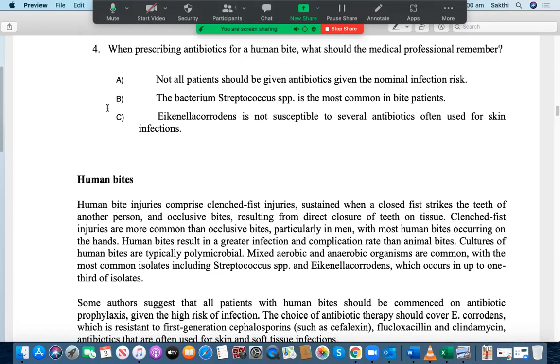So these three are the choices. Your 1 minute time is going to be started now. I'm going to start that now in the stopwatch and I'll let you find out the answer.